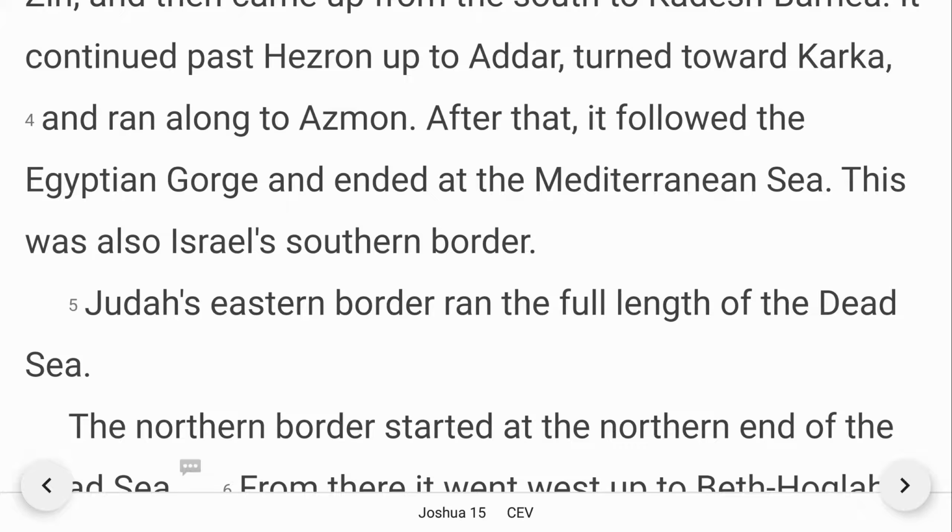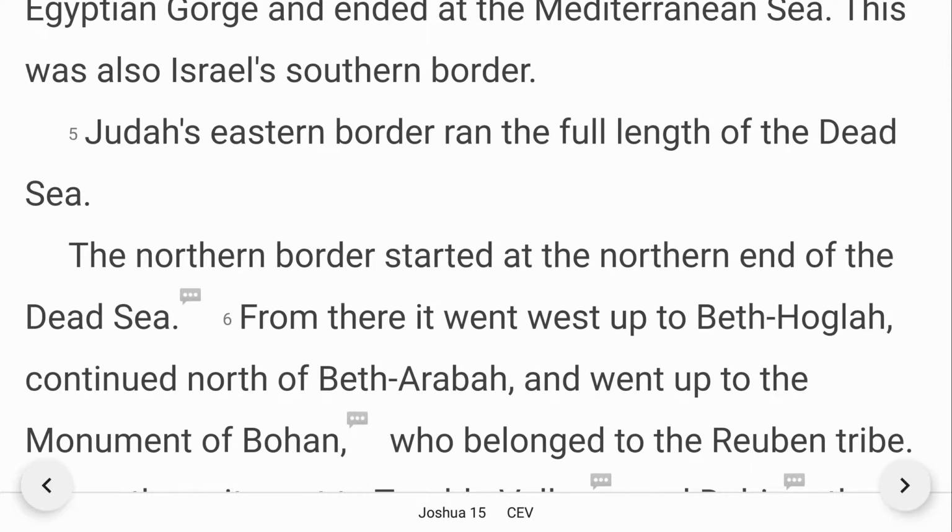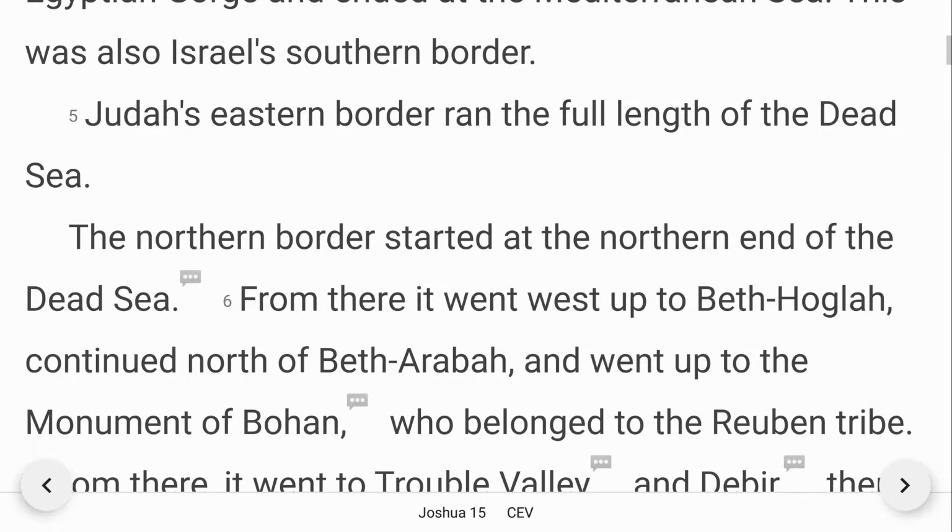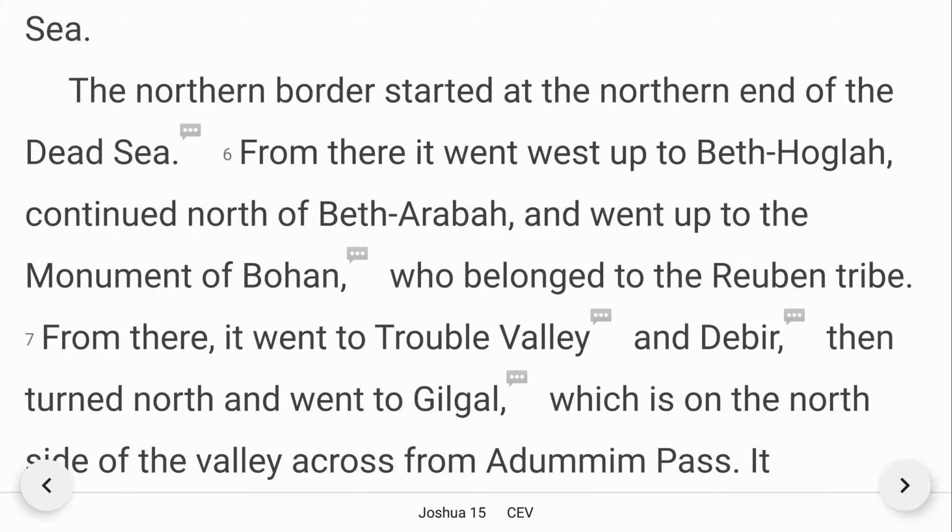Judah's eastern border ran the full length of the Dead Sea. The northern border started at the northern end of the Dead Sea. From there it went west up to the Beth Hogla, continued north of Beth Araba, and went up to the stone of Bohan, who belonged to the Reuben tribe.